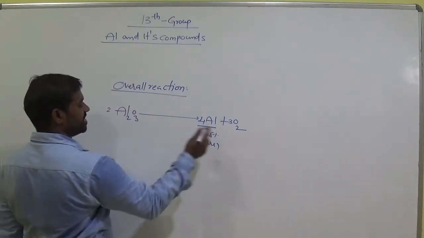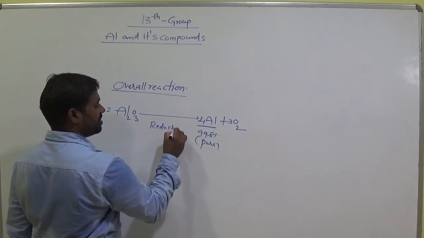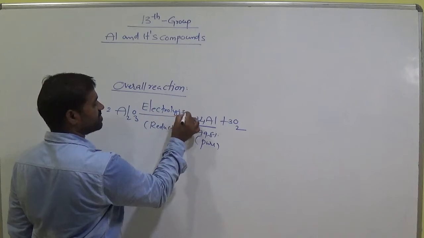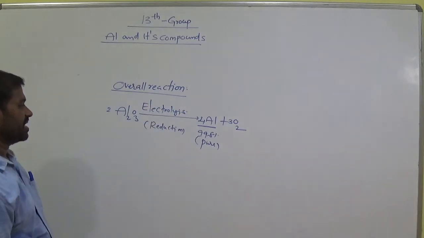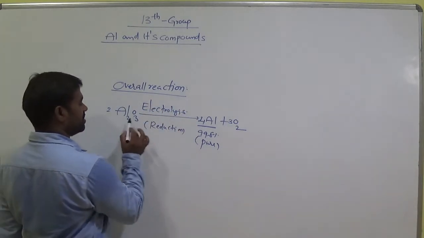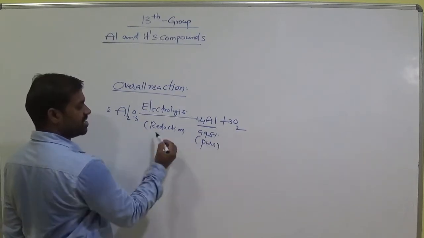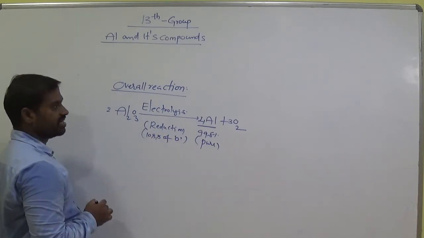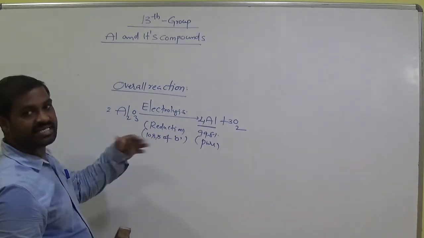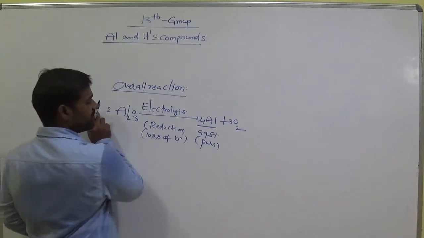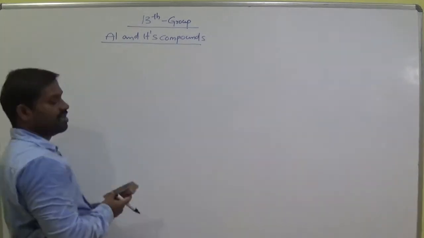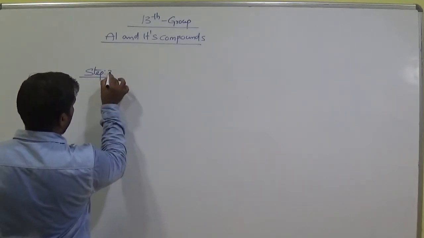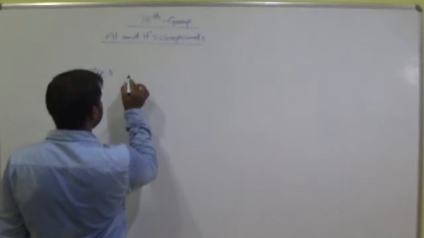Okay, loss of oxygen is called reduction. This process is called electrolysis. Okay, clear? So Al2O3, here alumina loses oxygen. Loss of oxygen is called reduction. Okay, so this is step 2, how reactions take place in the iron cell. Okay students, and in step 3, what is step 3?